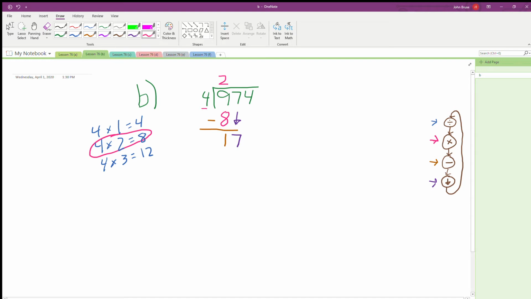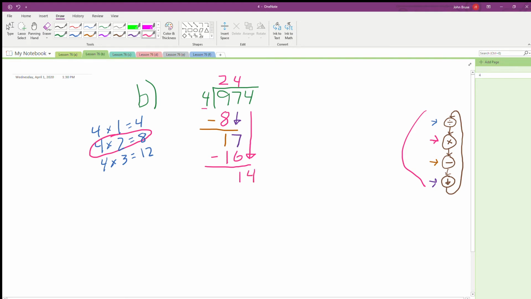So 4 goes into 17. Well, I know that 4 times 4 is 16, and I know that 4 times 5 is 20. So that's too much. So I'm going to go with the 4 times 4 is 16. So we got 4 times 4 is 16. And we subtract, and we have a 1. All right, we're going through these steps over here. Remember that. Okay, and then we did the subtraction, so now we need to bring down. And we've got 4 there, so 4 goes here.